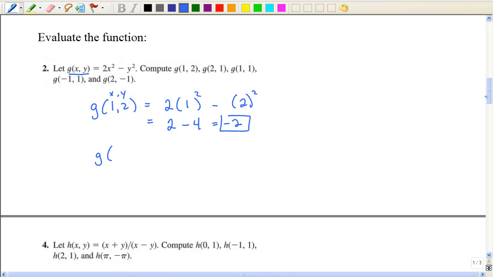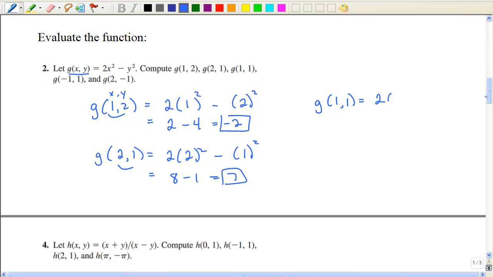If I want to evaluate g of 2, 1, now this time x is 2 and y is 1. And you can see that those are two different values. So when you switch the x and y, you don't get the same answer. All right, let's just do one more. g of 1, 1. x is 1 and y is 1. Just very nice, easy arithmetic.